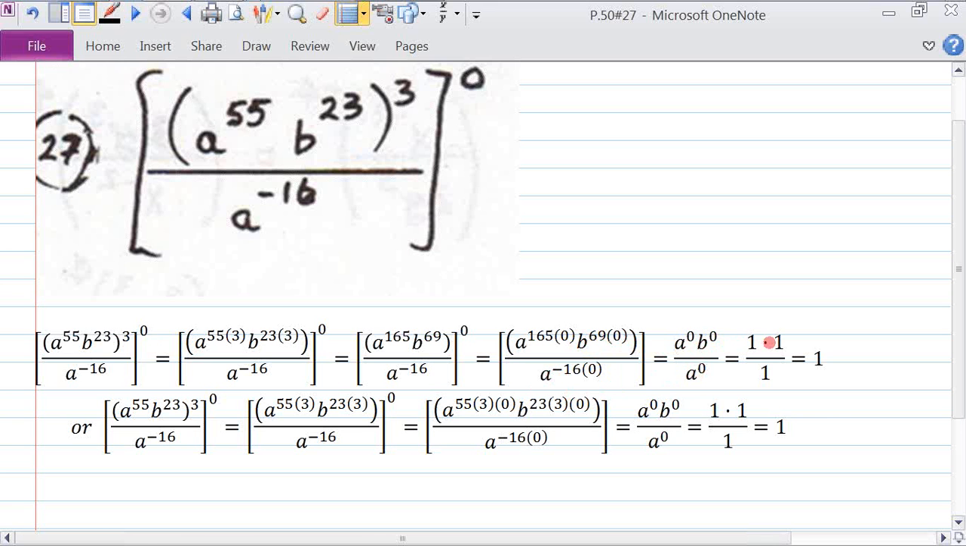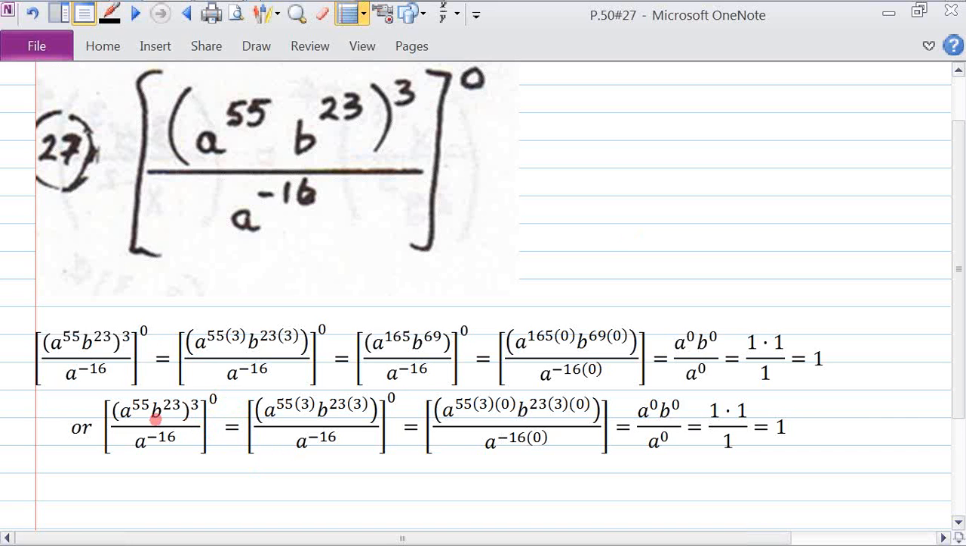Now each one of these is 1. Or you could cancel the a to the 0s if you want. You still have b to the 0, which is 1. It doesn't really matter. Your answer comes out to be 1. So you can just write 1, but it's good to show that you understand what's going on.